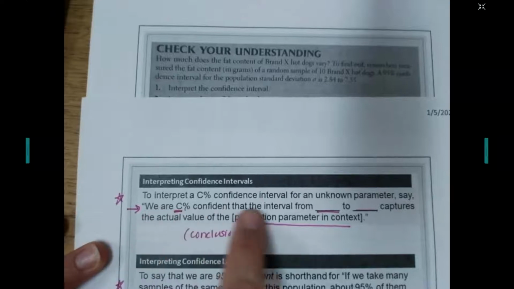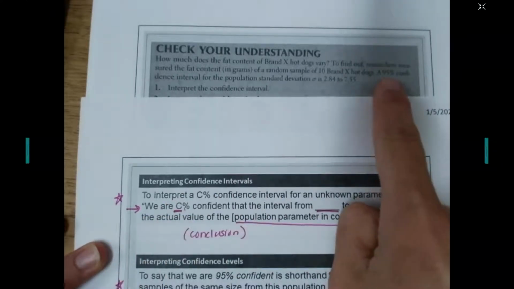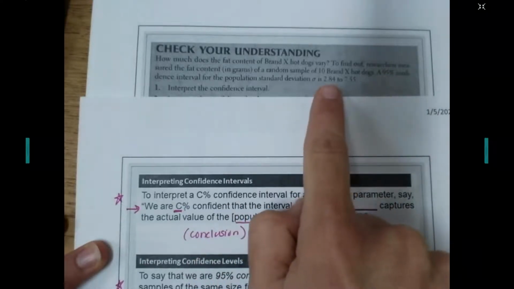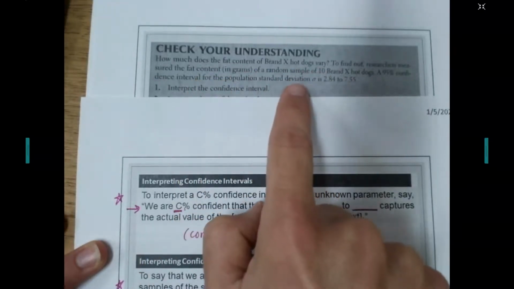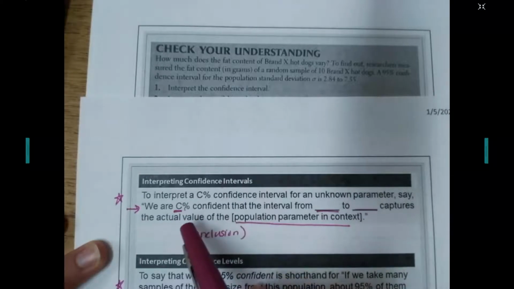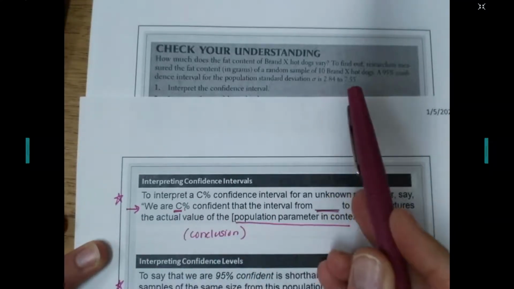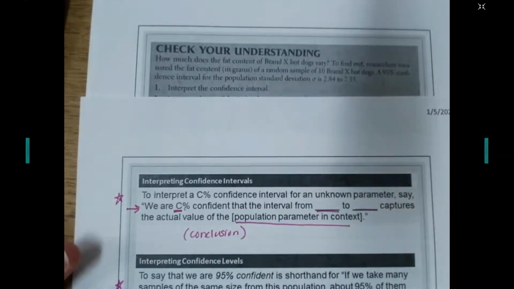So I'm going to use this statement right here. So we are 95% confident that the interval from 2.84 to 7.55 captures, now what were we trying to capture? We were trying to find how much they vary, and we were doing it with the standard deviation. So we are 95% confident that the interval from 2.84 to 7.55 captures the true standard deviation in the fat content of these brand X hot dogs. Okay.